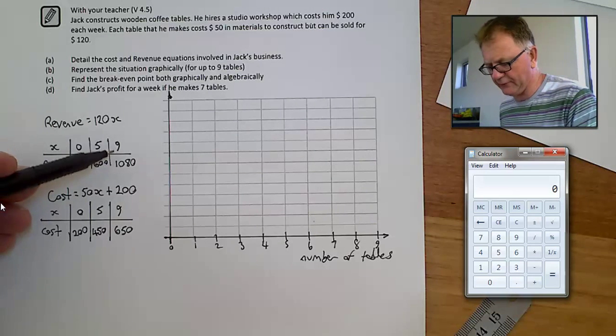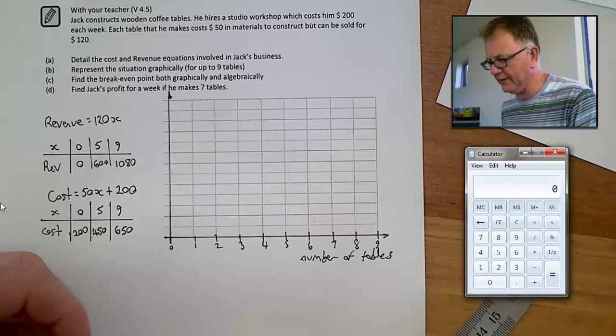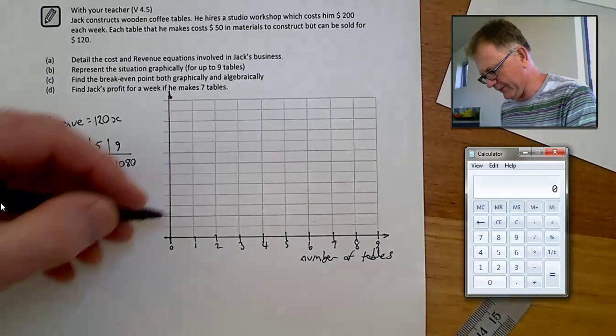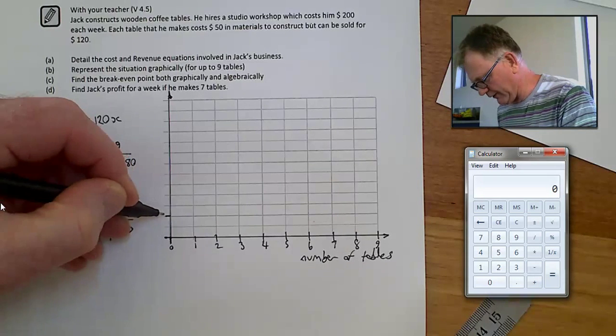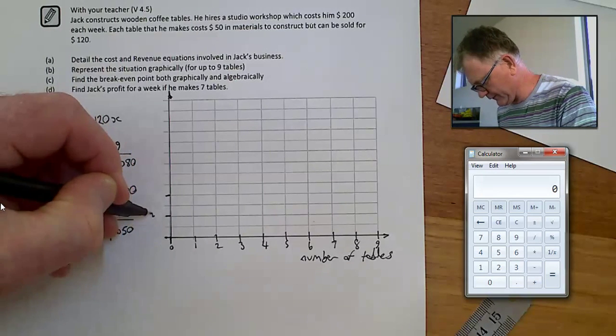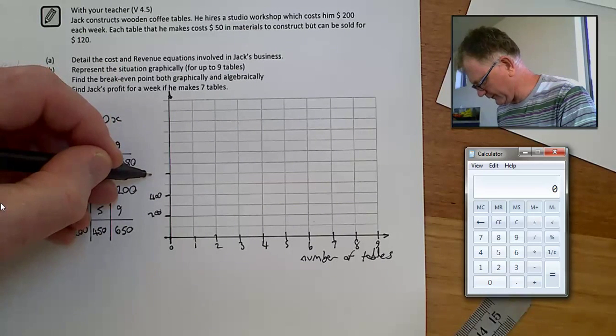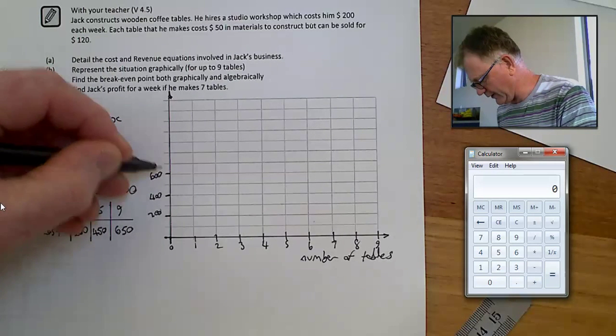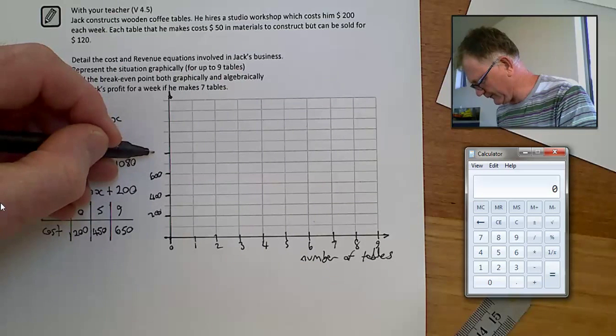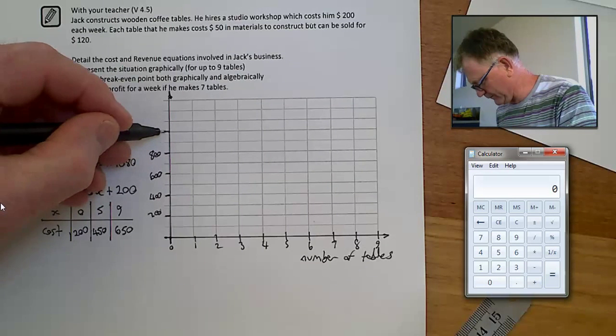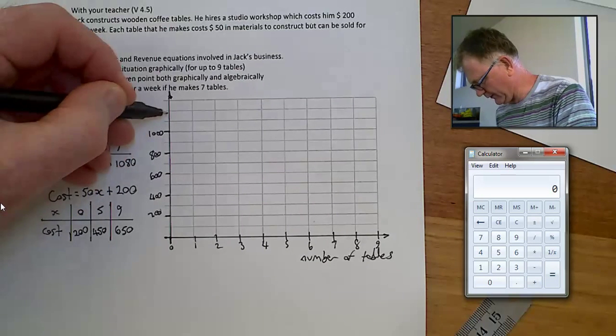With 9 tables, the revenue was 1,080. So I'll need to at least get up to there. I think if I make every square 100, so I'll just go up. I'll just mark these on, but every square is equal to 100. 2 squares equals 200. And that's fit them on, hasn't it?